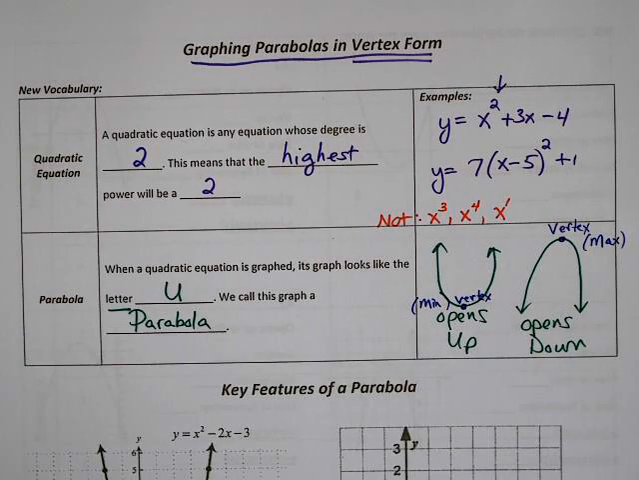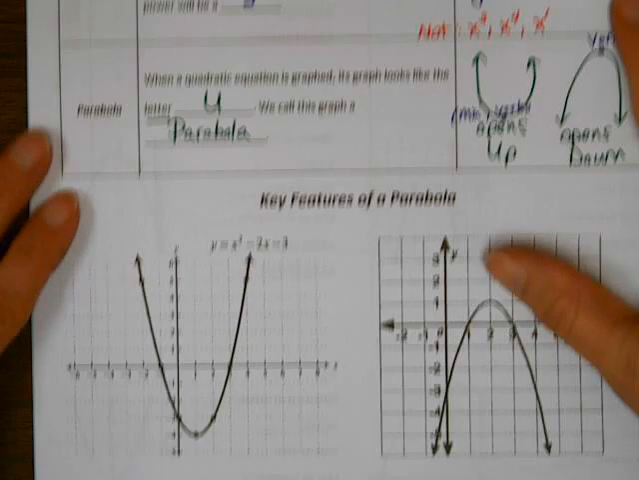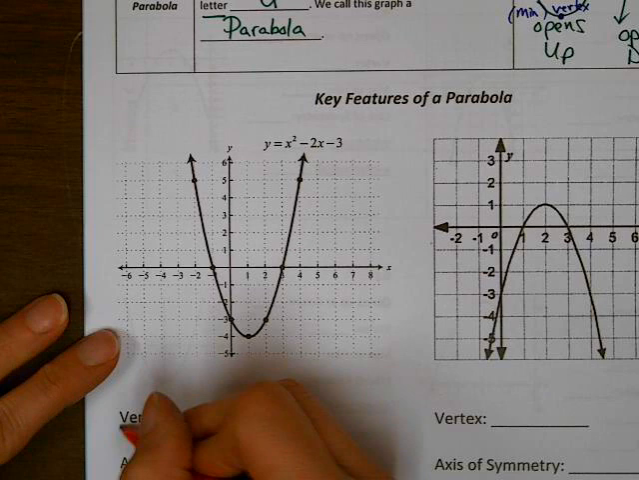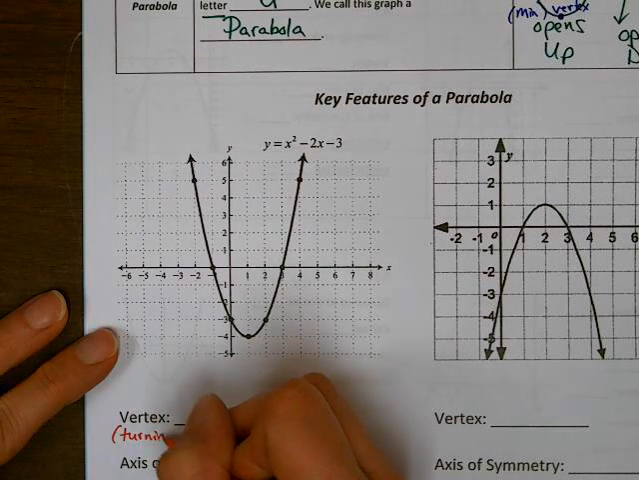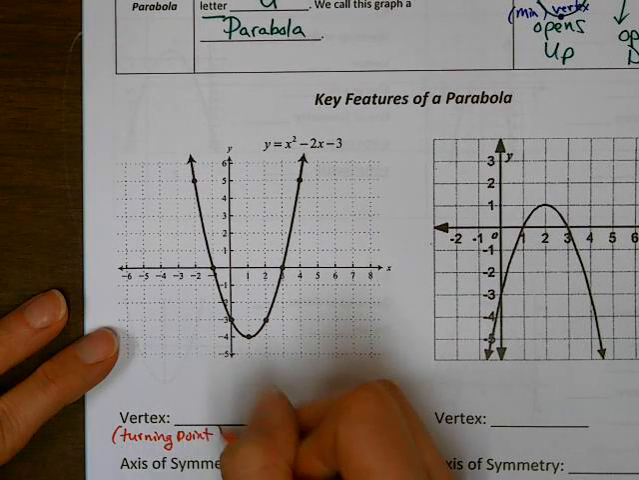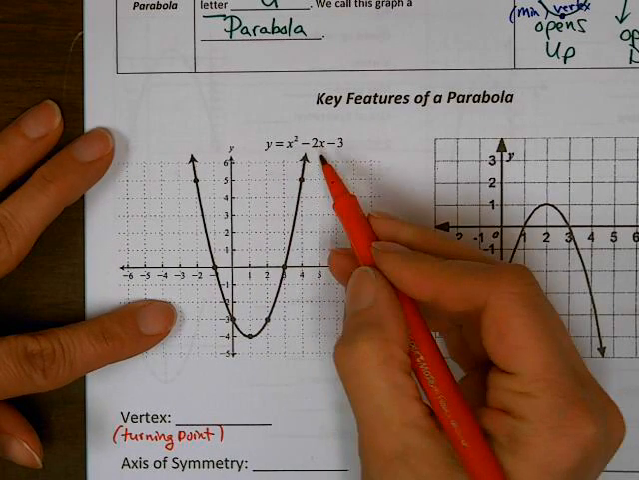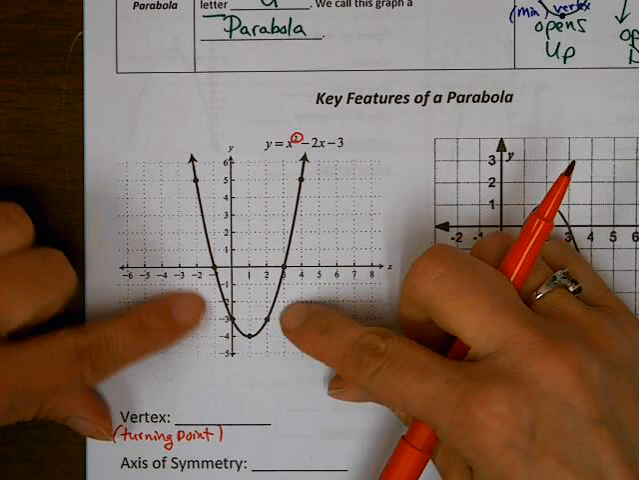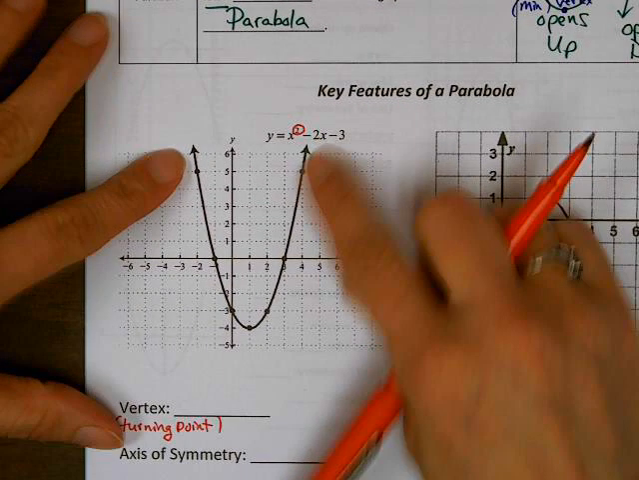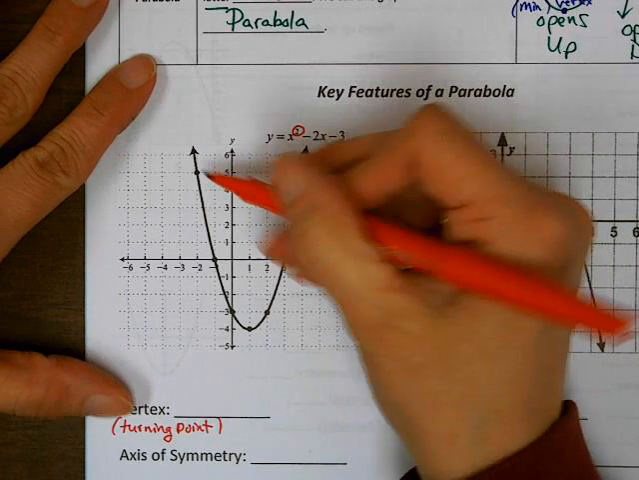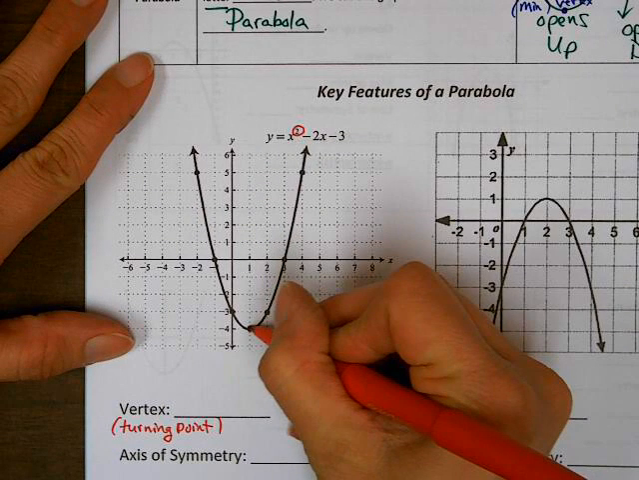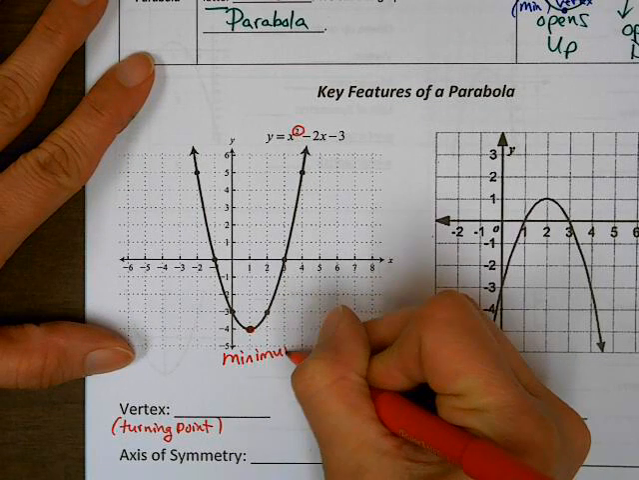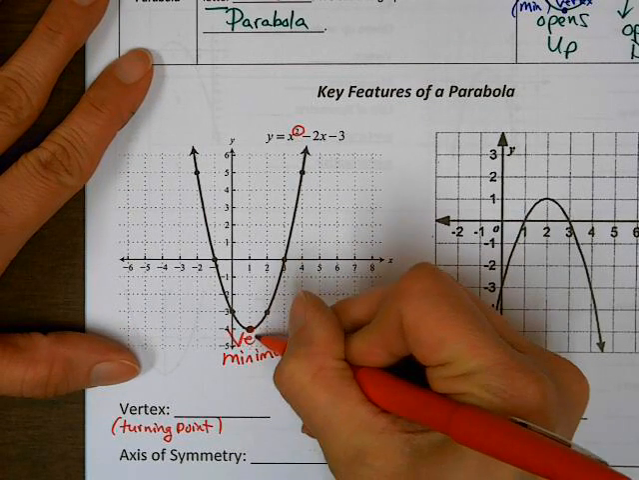Okay. All right, key features of a parabola. Let's talk about vertex. Vertex is what we call the turning point. So I look at this parabola right here. Here's the equation. See that power of 2? It's a quadratic. This is a nicely drawn parabola with arrows. This is like a bowl. And the lowest point right here, this is the minimum. And that's also called the vertex.